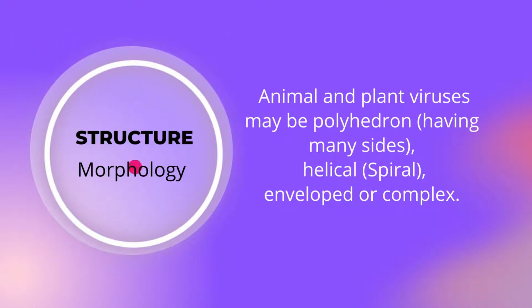Morphology, this is the last part of structure. Morphology, animal and plant viruses. Morphology means appearance, shape, structure, apparently how they look like. Animal and plant viruses may be polyhedron. Poly means many, hedron means sides. Helical means spiral or spring-like. Enveloped or complex: enveloped, they must have envelope, the covering on them derived from host cell is called envelope.